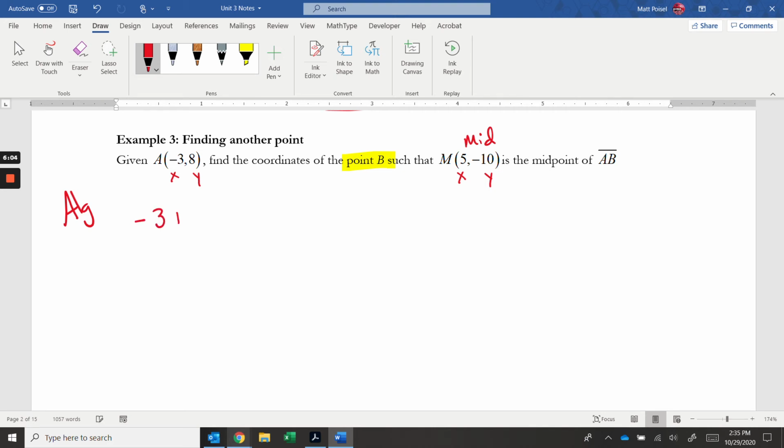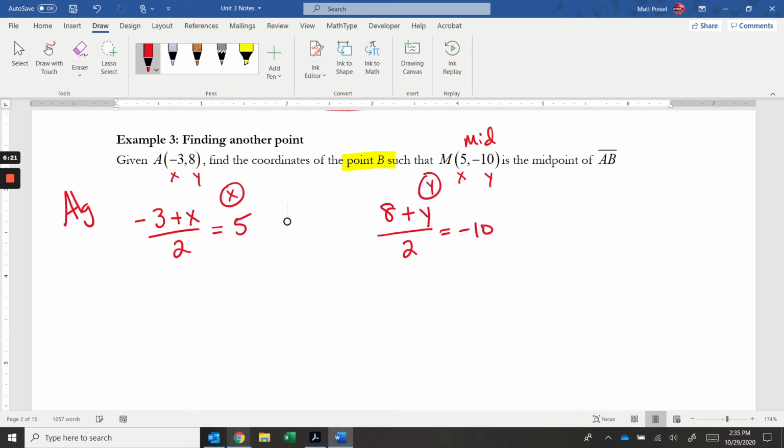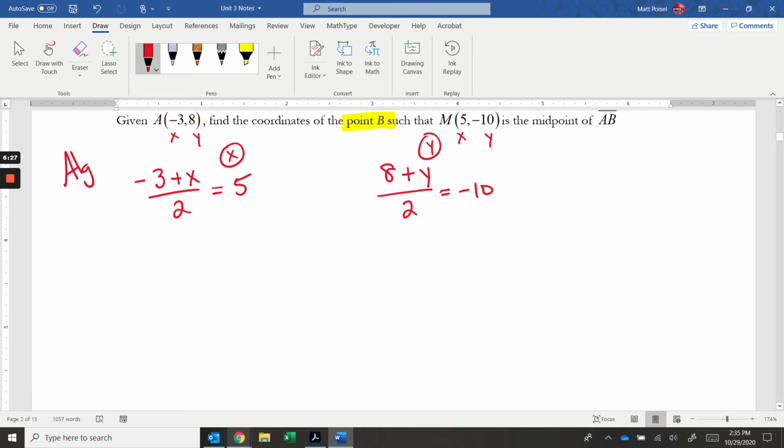So I know that -3 plus, now I don't know the other x, divided by 2, that equals 5. Okay, that's for the x's. Or for the y's, let's see, 8 plus whatever value for the other point, divided by 2 equals -10. Okay, I don't mind that way, and if you're really strong at algebra and you can set those up and they make sense, then great, go for it.